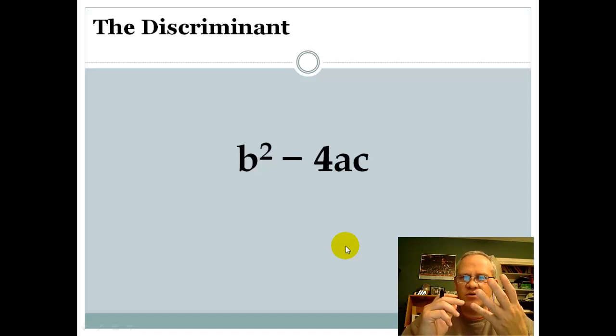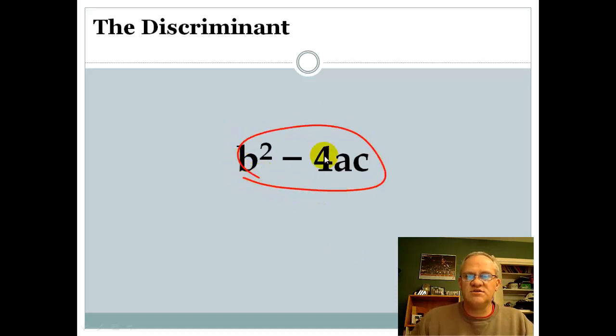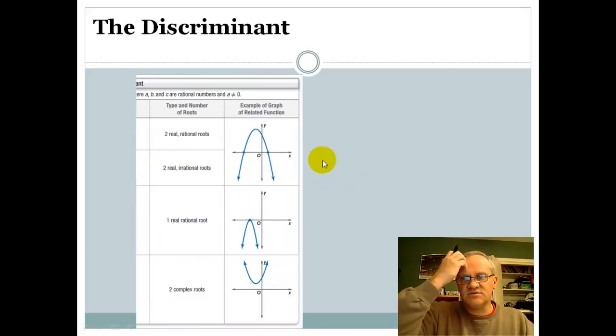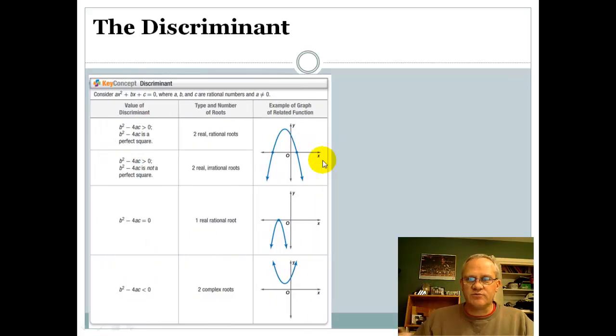I did one example of all the 4 different kinds. One of those we got 2 real rational numbers. One we got 1 real rational number. Another kind we got 2 irrational, and then the other kind we had 2 complex roots. Okay, so those are the 4 possibilities, and it's all based on what number you get in the discriminant, or the part that's under the square root. Okay, so here's kind of an overview of the whole thing, and then we'll do a few examples and we'll be done.